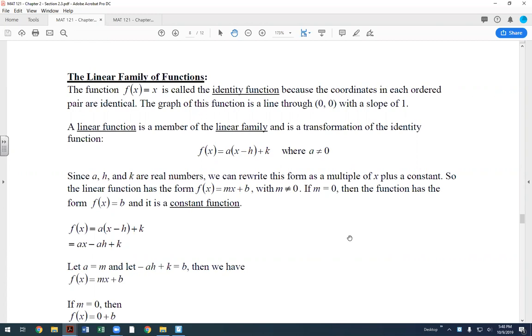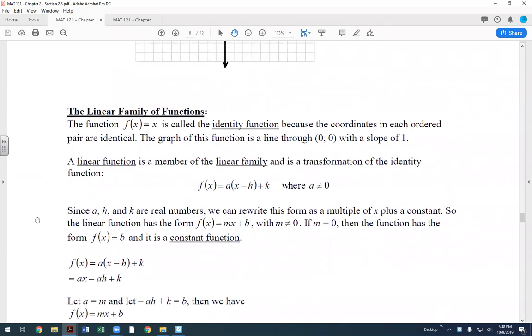Hey guys, so linear family of functions. Obviously, the name itself is telling you we're talking about straight lines here, all the linear functions. So with linear functions, our transformations are going to look a little bit different than they did for, let's say, a square root or a square function.